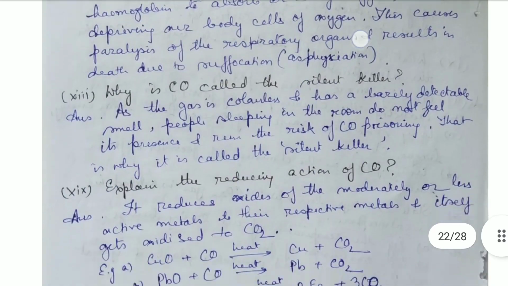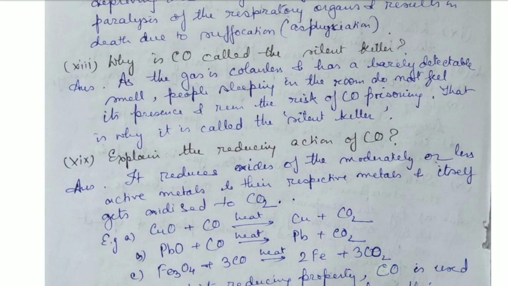Then why is carbon monoxide called the silent killer? Because it is colorless, and it is odorless also. You cannot detect it from the smell. It is colorless and odorless. And the people sleeping in a room where carbon monoxide is produced do not feel the presence of the carbon monoxide there, and they run the risk of carbon monoxide poisoning. And that is why it is known as a silent killer.